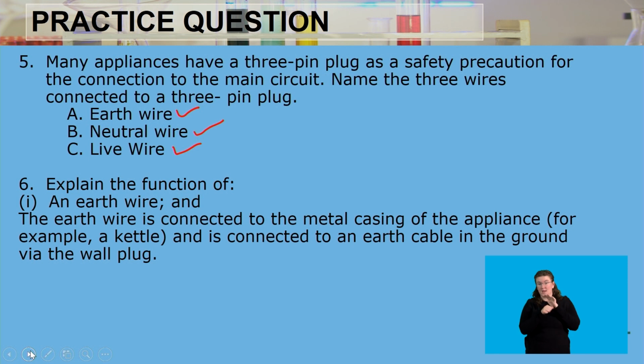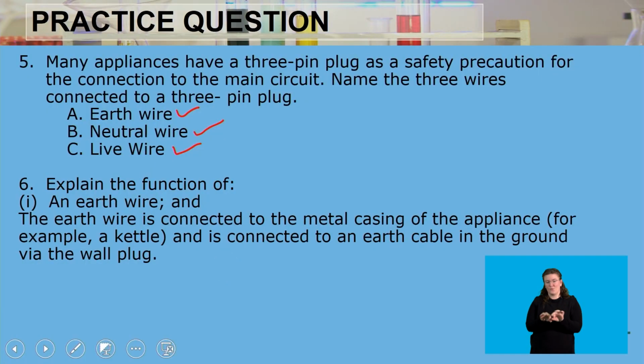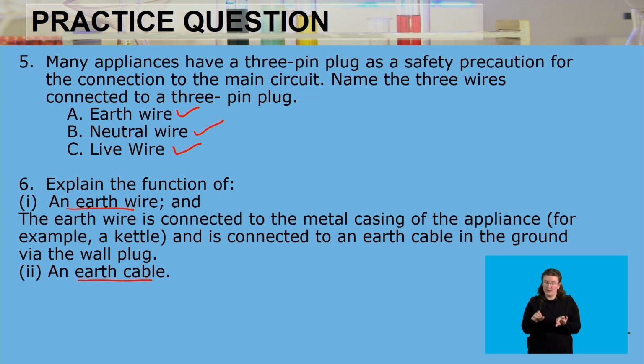So the earth wire is connected to the metal casing of the appliance. For an example, we can use a kettle or any appliance. So it's basically the connection between the appliance and the main circuit of the house. And the next wire that we are going to need to explain the function of, remember, we must explain the function of an earth wire and now an earth cable.